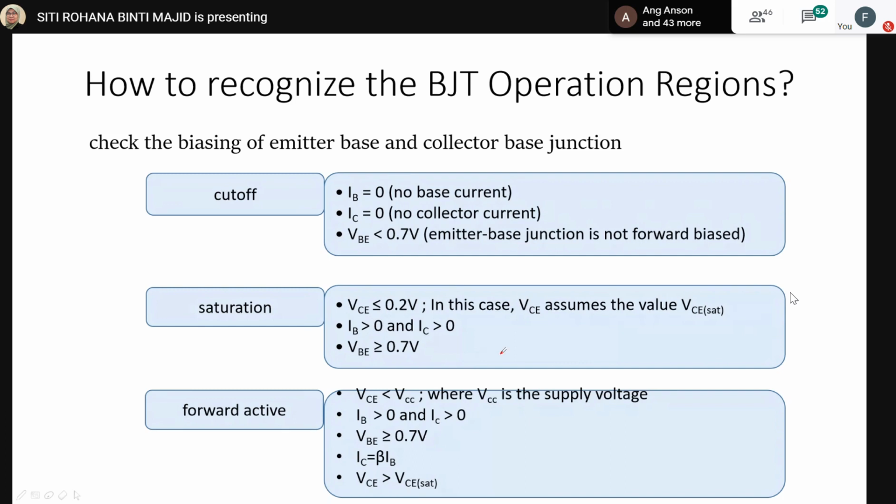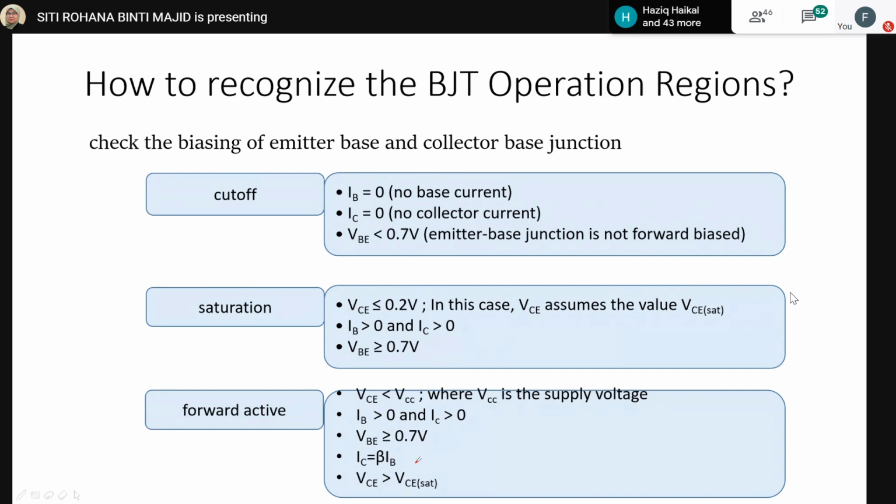But for saturation, we can see on the output IV curve that VCE is low, normally below 0.2 volt, once we change IB at different values. And for the forward active, we can see that VCE is smaller than VCC. VCC is the voltage supply at the collector.